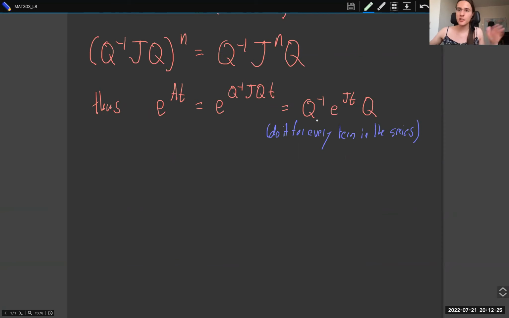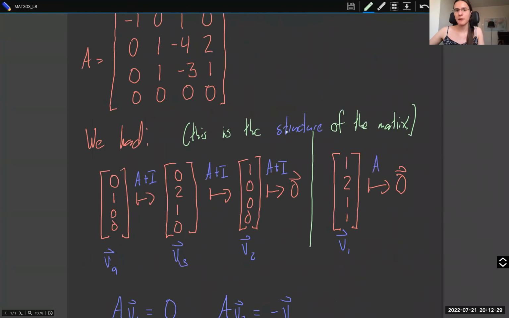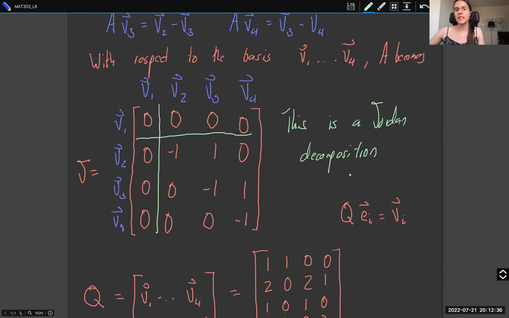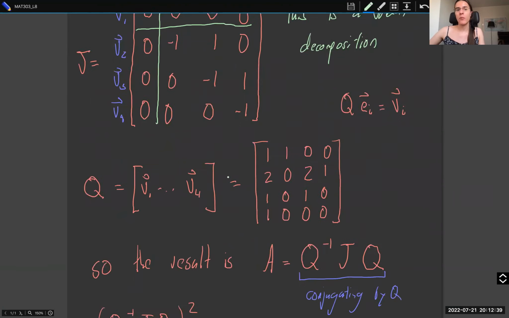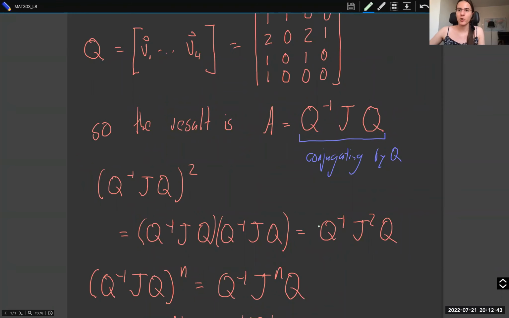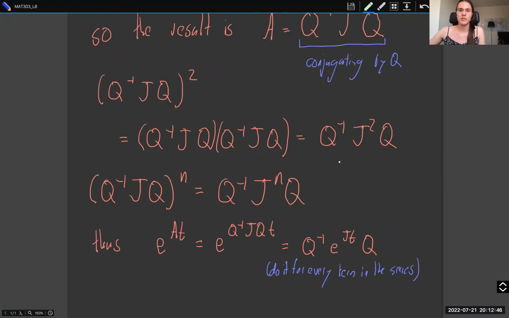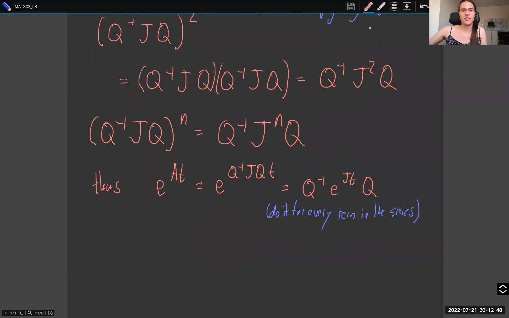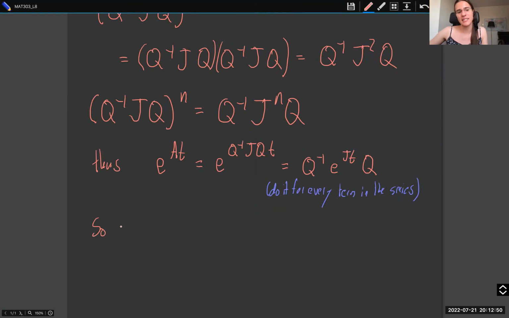And so this solution isn't any easier than the solution that we had before, because how did the solution that we had before work? Most of the work was put into finding this structure, right? That was most of the work. And so here, after finding all of that structure, well, exponentiating J is easy, but then you have to invert Q, and that's a bit annoying. So this is actually more work. So in the end, calculating the exponential is more work than what we did before.